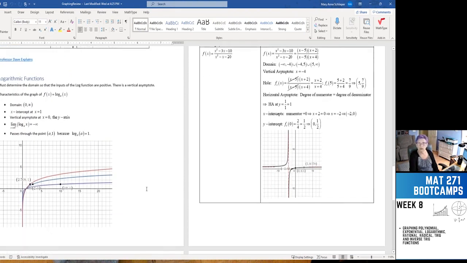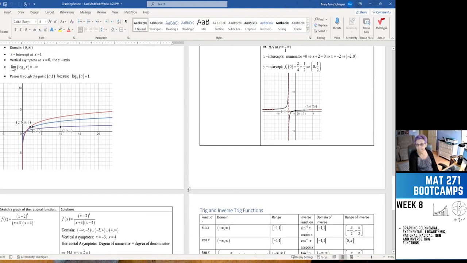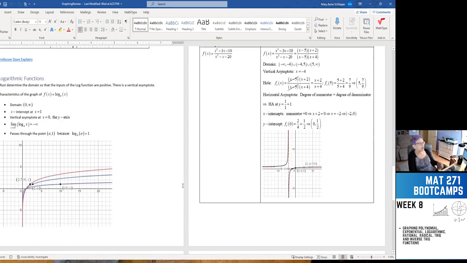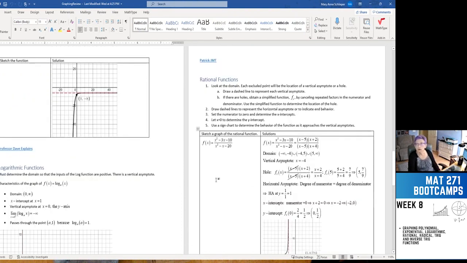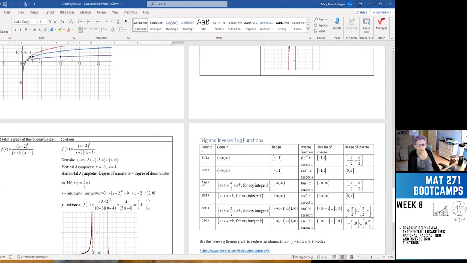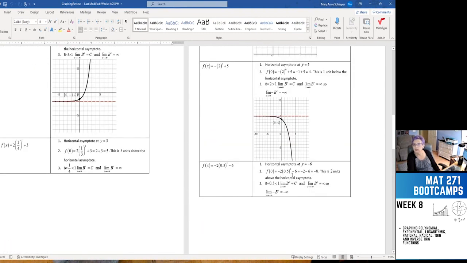Not going to graph those, they're just review. Questions about log functions? Okay. Let's see. Looks like rational ones are next.